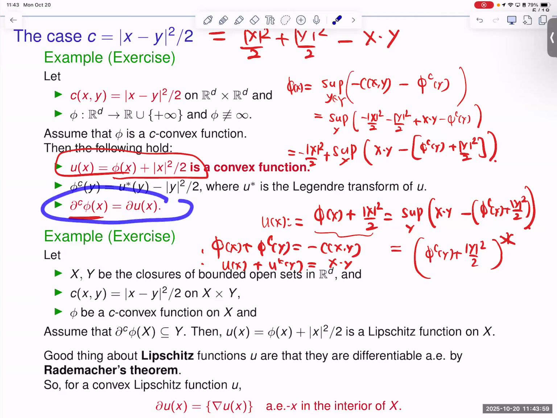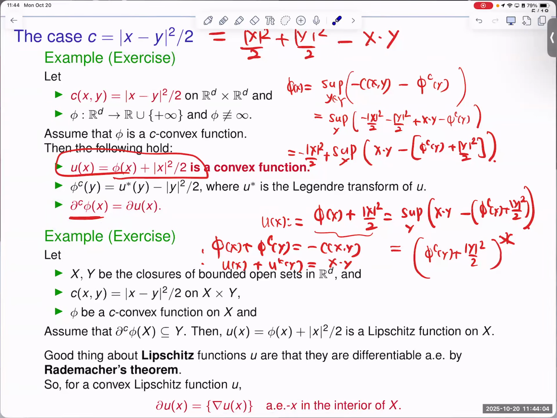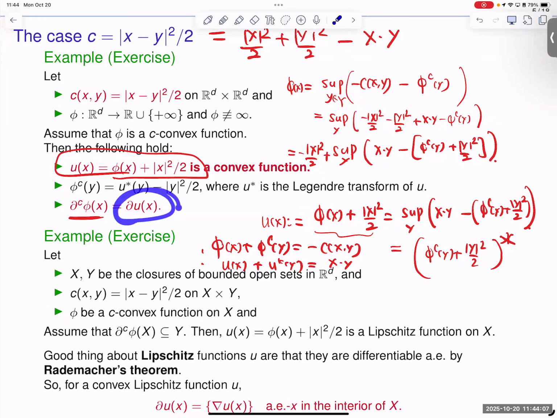So that is the relation. The C-Legendre transform of this distance squared function over a C-convex function is the same as the usual Legendre transform of this function u, which is nothing but the original C-convex function phi plus x squared over 2, which is again a convex function. So we turn a C-convex function into a convex function in this way. And the C-transform, C-subdifferential is the same as the ordinary subdifferential.